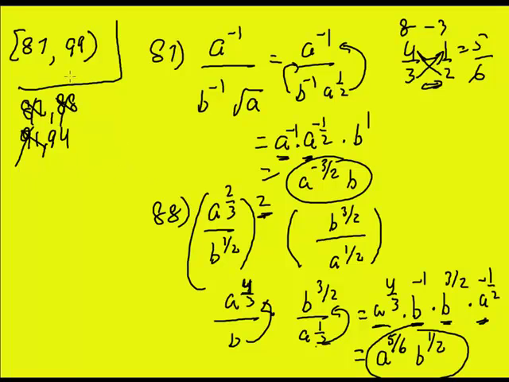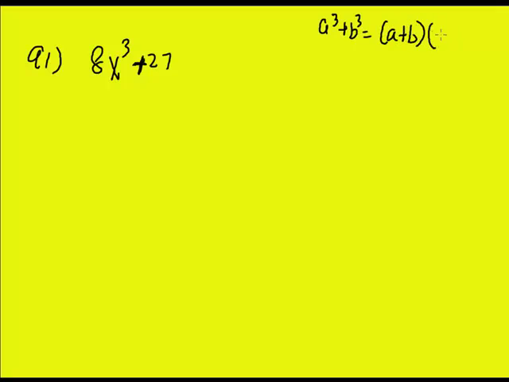Okay, 91 and 94. Alright, 91. I have 8x to the 3rd plus 27. If you want to factor this, you have to remember the two formulas I gave you earlier in the year. One is the sum of two cubes, a cubed plus b cubed. That can be factored as a plus b times a squared minus ab plus b squared. You've got to memorize that.